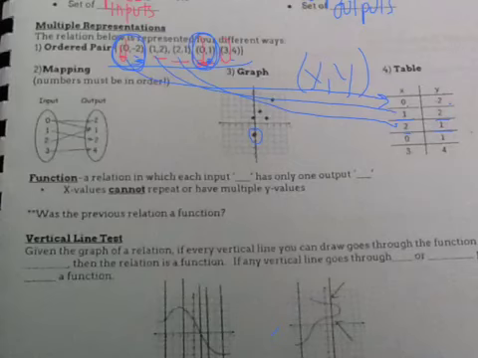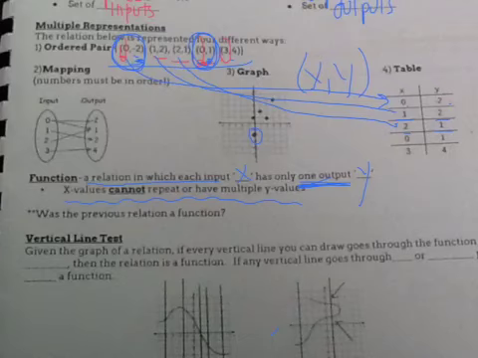So how do we know if this relation is what we call a function? The mathematical definition of that is a function is a relation in which each input, which is an x value, only has one output, which is a y value. In other words, if we put an x value into this function, we know for sure that there's only one possibility for the output. So x values cannot repeat or have different y values.